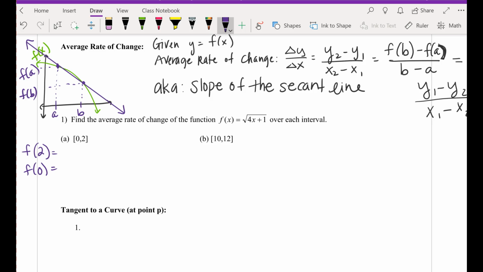f of 2 is the square root of 4 times 2 plus 1. What would you end up with? 4 times 2 is 8. 8 plus 1 is 9. The square root of 9 is 3. What's f of 0?